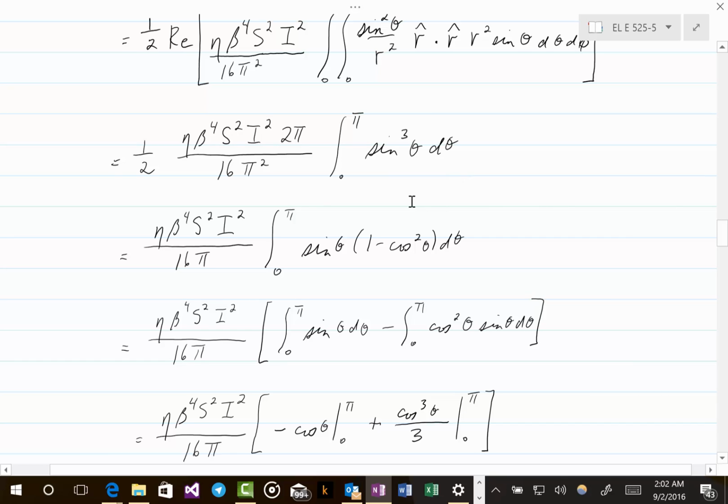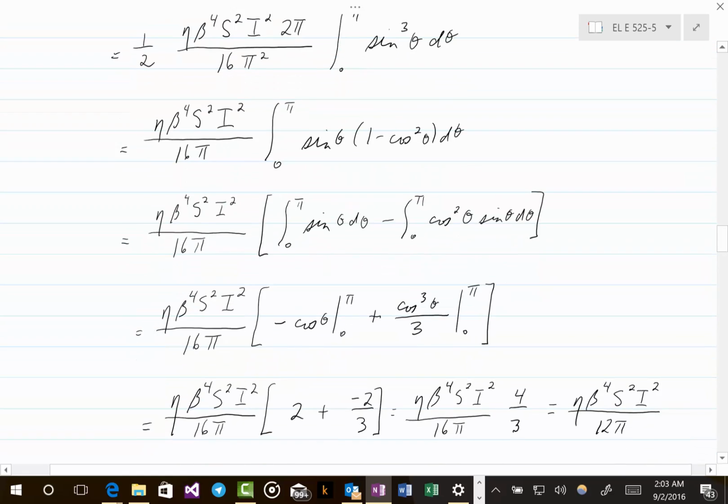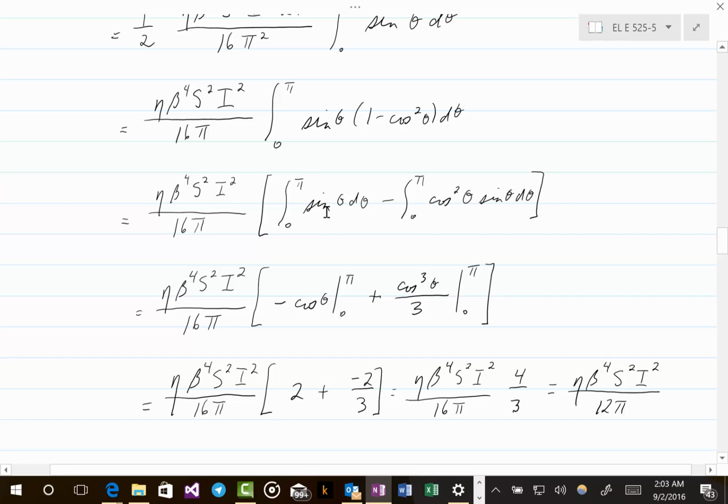The easiest way to do that is to rewrite sine cubed theta as sine theta times sine squared theta, but sine squared theta is the same thing as 1 minus cosine squared theta. So we have the 1 minus cosine squared theta here, and here is sine theta, and we're integrating from 0 to pi. And so we break that up into an integral from 0 to pi of sine theta d theta minus an integral from 0 to pi of cosine squared theta times sine theta d theta. And of course the integral of sine theta is minus cosine theta.